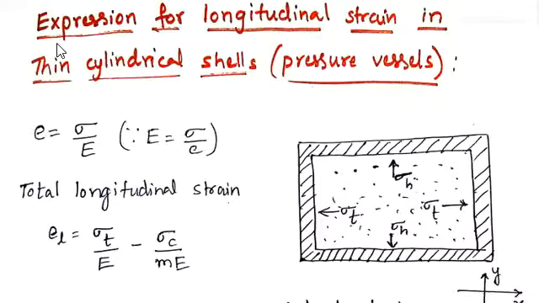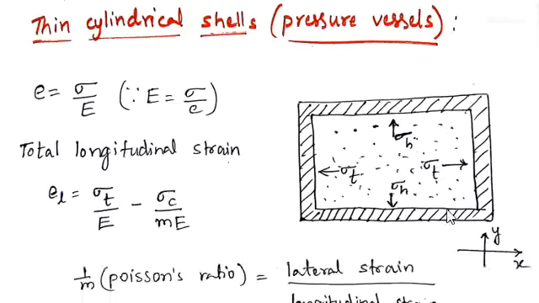Now we are seeing the expression for longitudinal strain in thin cylindrical shells, nothing but pressure vessels. So here the fluid present in the pressure vessel will apply force in all directions. So if we take force along the length direction, suppose along the x direction, this force will produce stress which is nothing but longitudinal stress, and we are taking it with the symbol sigma t.